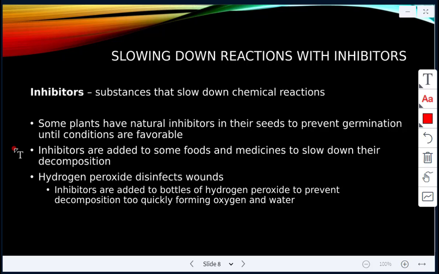For example, hydrogen peroxide. Hydrogen peroxide is used to disinfect wounds, but it decomposes very quickly. So inhibitors are added to bottles of hydrogen peroxide to prevent the decomposition from happening too quickly, resulting in the formation of just oxygen and water.